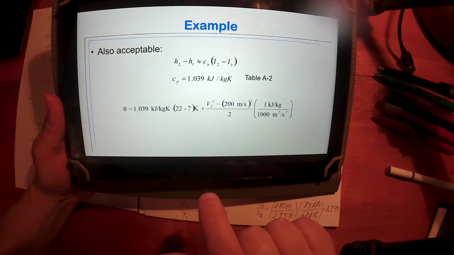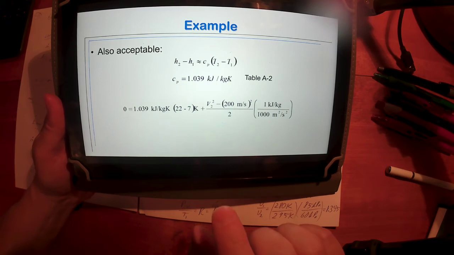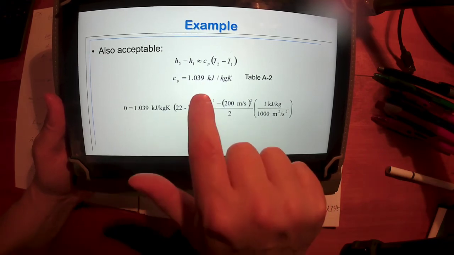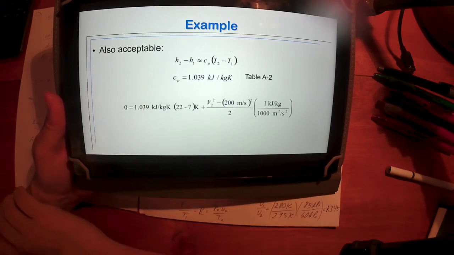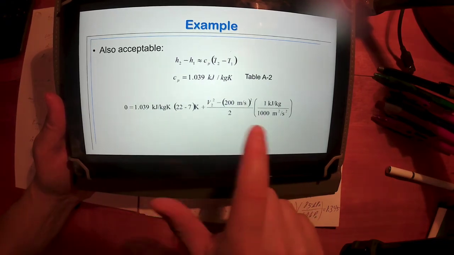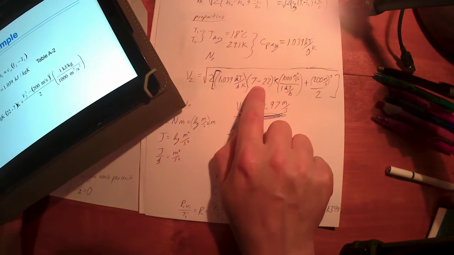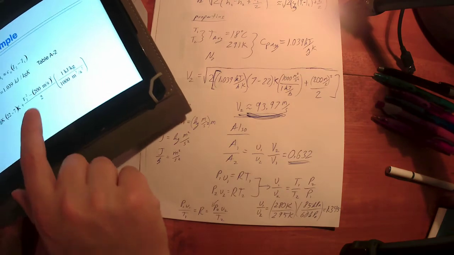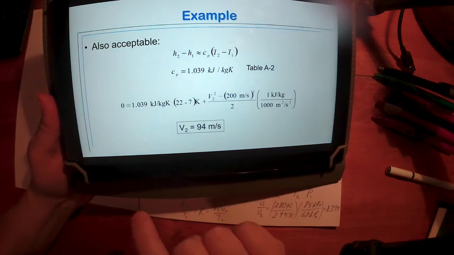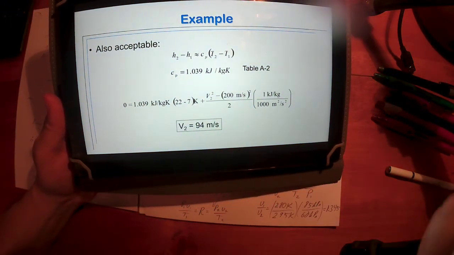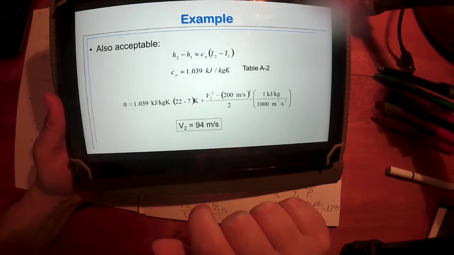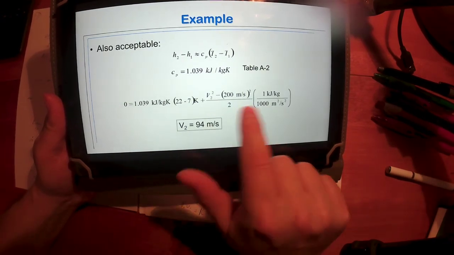Or you can do it the way we did it. And say, well, you could also use C sub P at the average temperature. They found, just like we did, that's 1.039. Run this through. Looks very much like our same expression here. Right? We've just solved it. They didn't solve it, but they said, you know what, the answer is about 94 meters per second. So far, so good. Okay, so again, either way is fine.